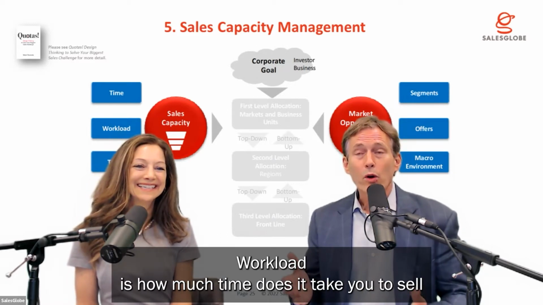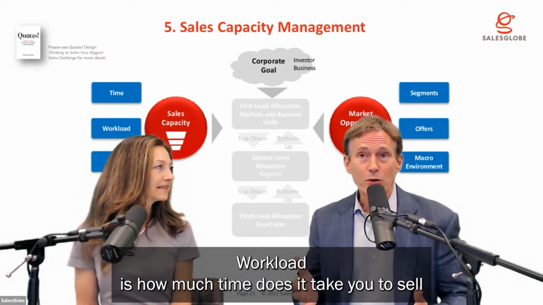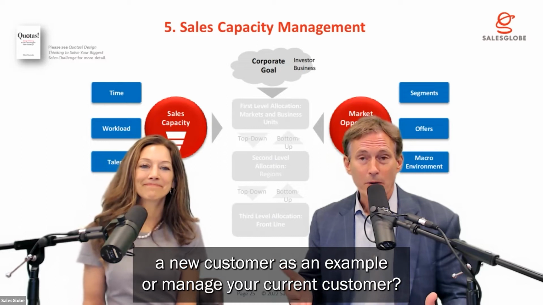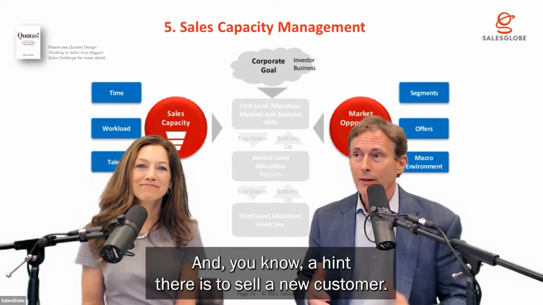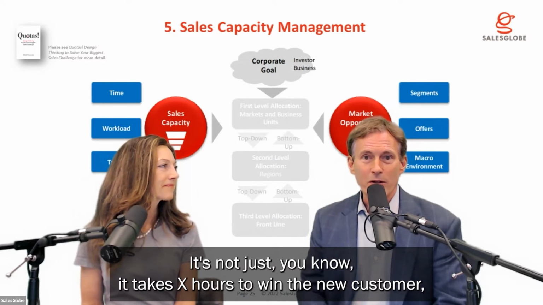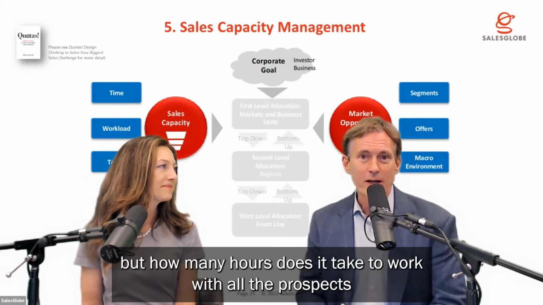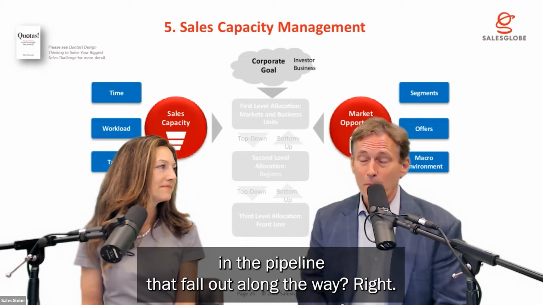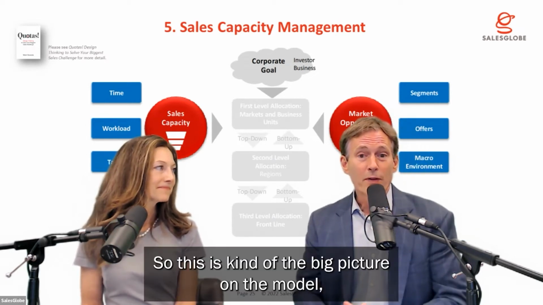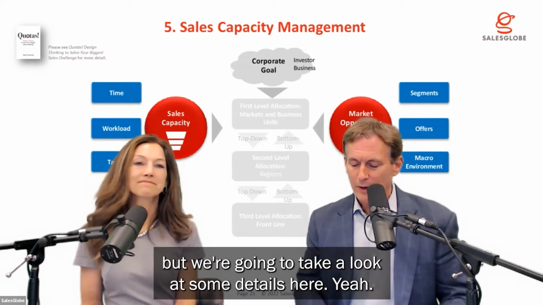And workload. Workload is how much time does it take you to sell a new customer, as an example, or manage a current customer. And a hint there is, to sell a new customer, it's not just that it takes X hours to win the new customer, but how many hours does it take to work with all the prospects in the pipeline that fall out along the way, right? So we have attrition rates. So this is kind of the big picture on the model, but we're going to take a look at some details here.